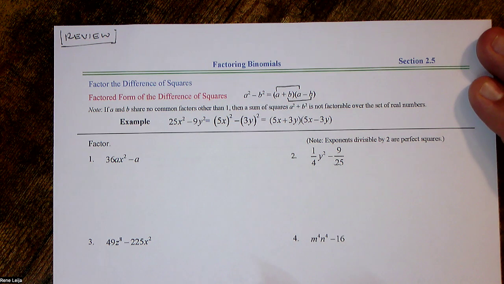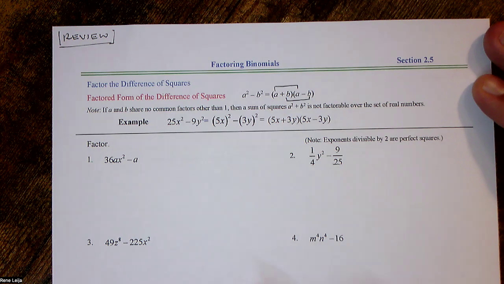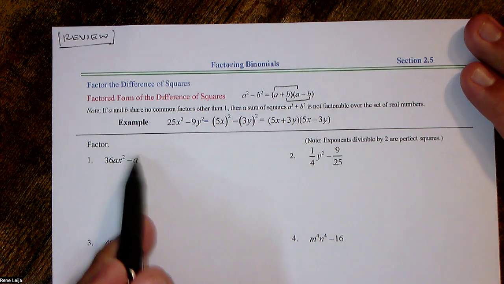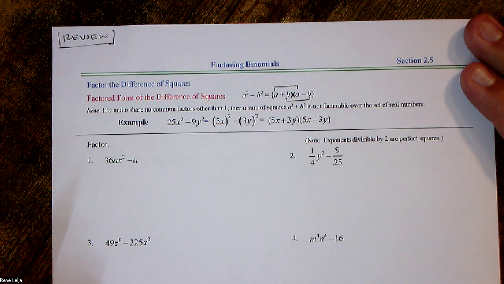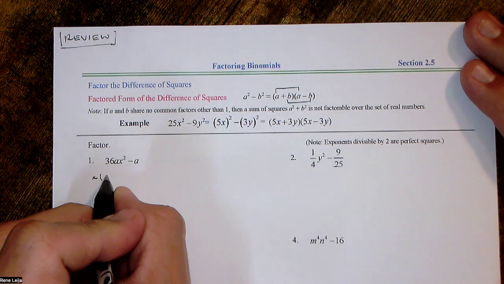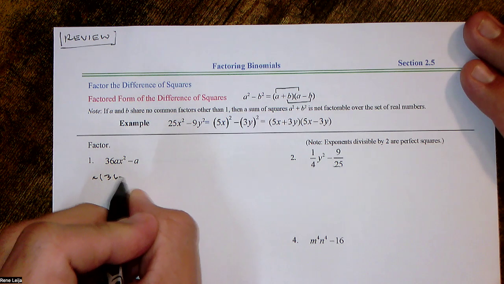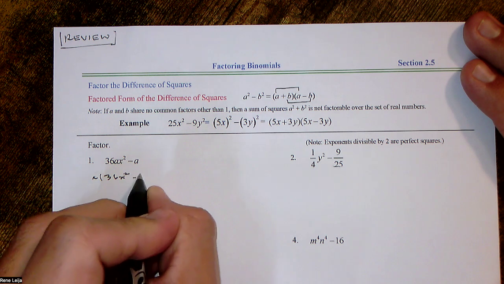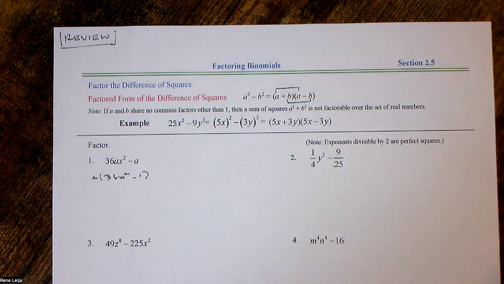Okay, now we're going to look to see, do we have a difference of squares? And if we do, this is going to factor so easy. Okay, so number one, first, we always look for the GCF. And I see a GCF. There's an A that's stuck in there. So I'm going to take the A out, and we're left with 36x squared minus 1.